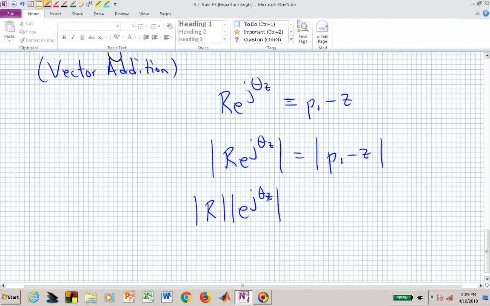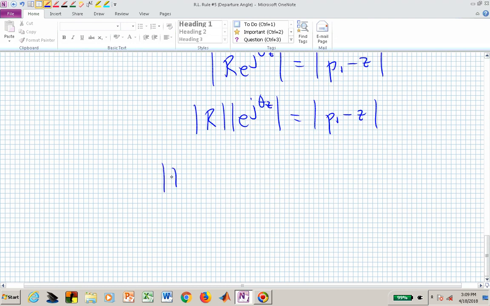And from Euler, we know that e to the j theta, which you could rewrite as cosine theta z plus j sine theta z, has a magnitude of 1, and that now disappears. And now we can find the length of that radius from the 0 to the pole, and that's now just the difference between P1 and Z. P1 we said was at 1 plus j 1 half, and Z was at minus 1 half.